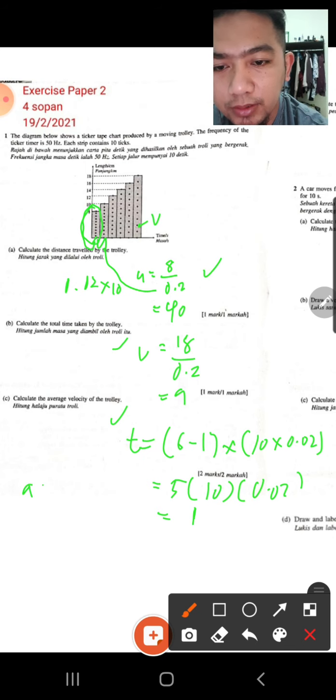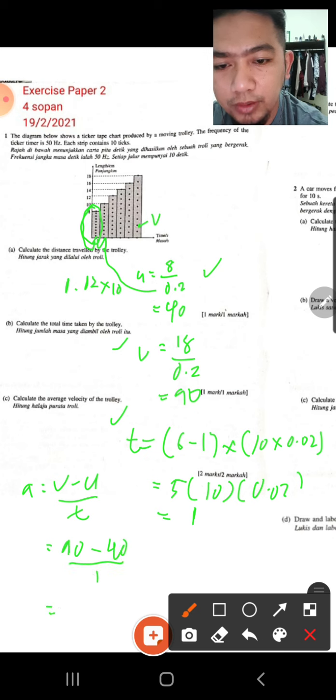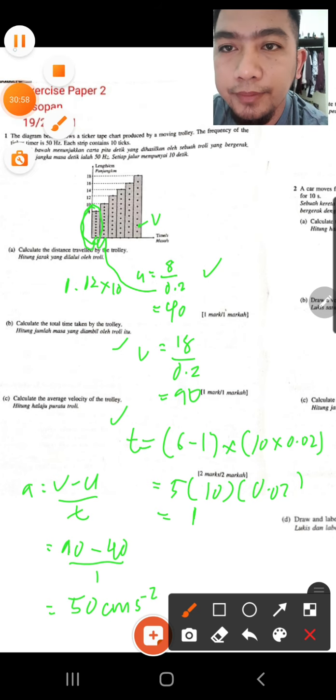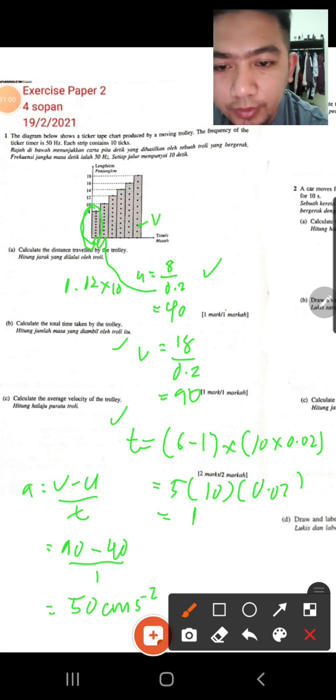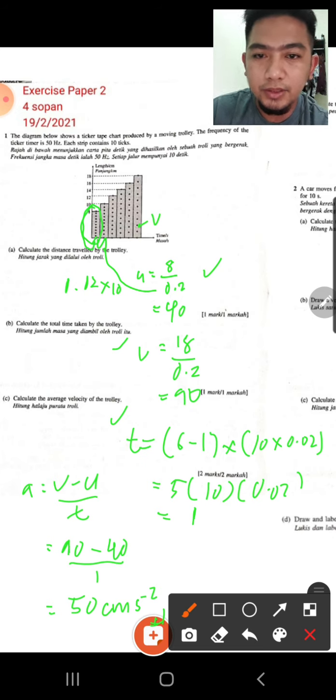So time is ready, u is ready, final velocity is ready. So just insert into this formula to find the acceleration. V is 90, as before, minus 40, divided by 1. So you will get 50 centimeter per second square. Okay, so this is the acceleration. Don't put 1; 1 means velocity. So this is for question D.